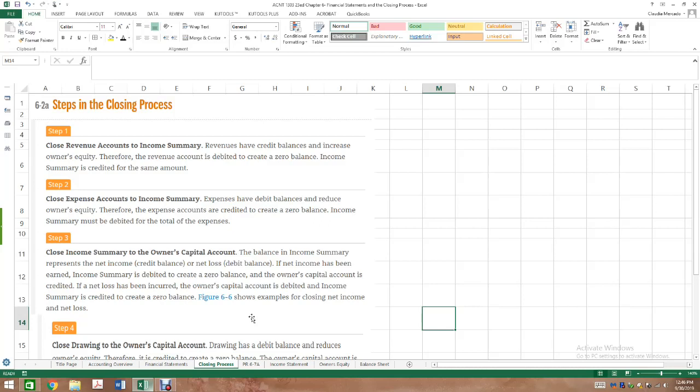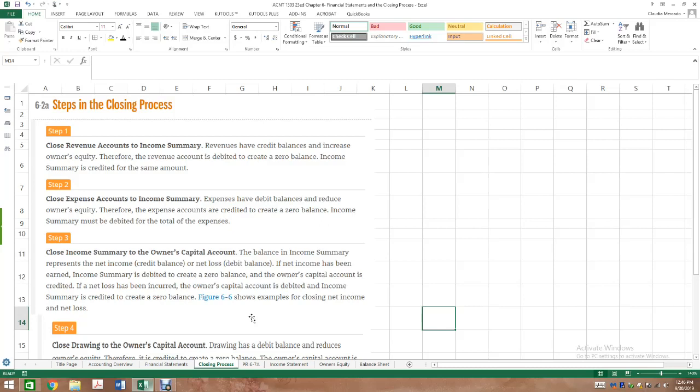Expense accounts have a normal balance of a debit. To be able to zero them out, you would have to credit them, okay? So in this particular case, income summary is going to be debited for the amount of your total expenses, and then each individual expense account is going to be credited. That way they are zeroed out, okay? At this point, you have a balance in income summary for your revenues, and you have a balance for your expenses that have been put into income summary, okay?